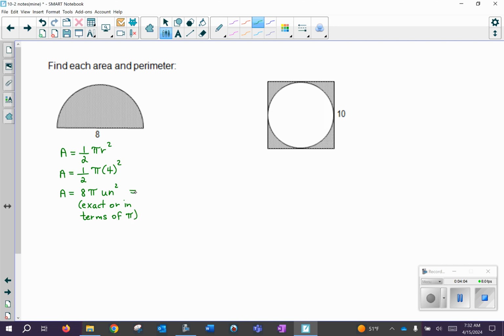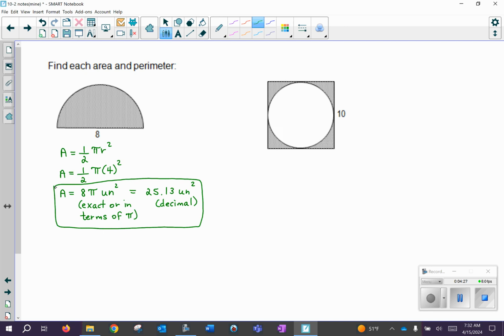If you go ahead and calculate that as a decimal, that's 25.13 units squared. We're rounding to the nearest hundredth. That would be if I ask you for a decimal answer. So always just follow those directions. It's super important to read those first and know where you're headed.